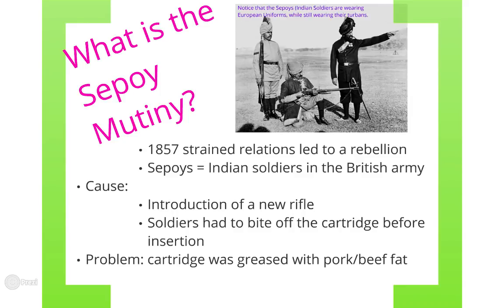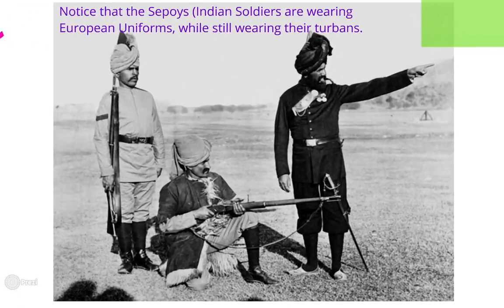The rifle was awesome. But soldiers had to bite off a cartridge before they could insert it; there was a cap on the cartridge before they put it in the gun. Here's the problem. The cartridge was greased with pork and beef fat. If you know anything about Hindus and Muslims, which predominantly during this time Indians were Hindu or Muslim, they don't eat pork and they don't eat beef. So this goes exactly against their religion, which causes them to fight.